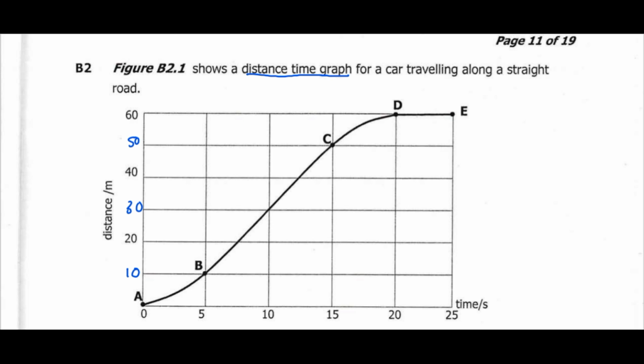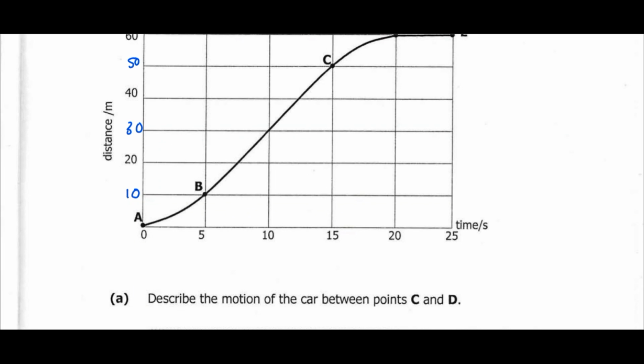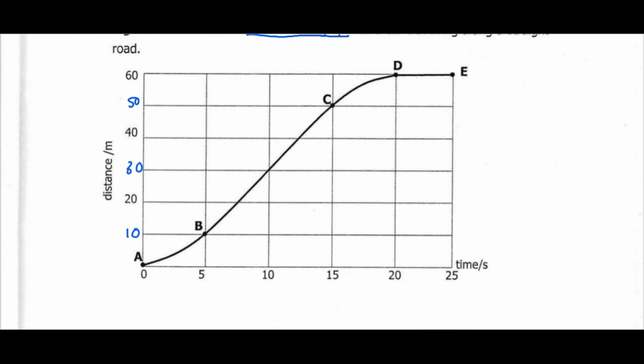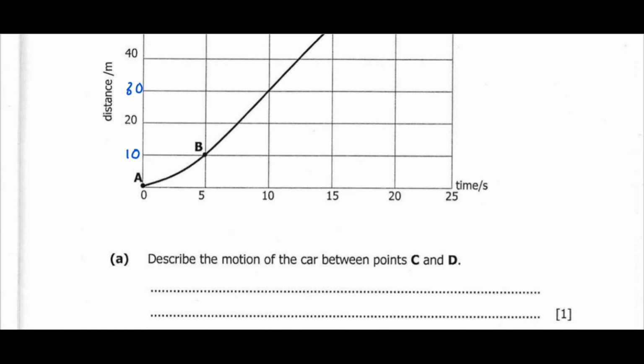Okay. Now, there are some points that you need to know about this type of graph, or a curve rather. So what are the interpretations that we can have? Okay, let's look at the questions, then we'll be able to make some interpretations. So the first question is, describe the motion of the car between points C and D.